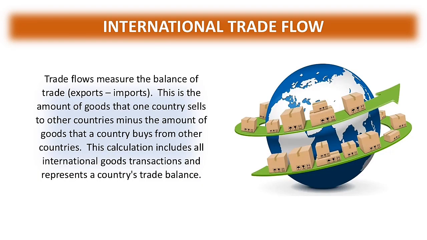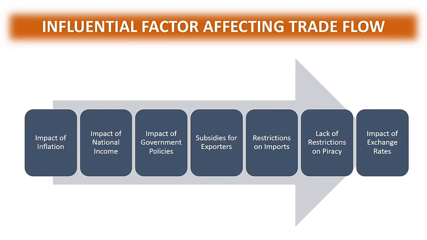Now, let us move forward to the discussion of international trade flow. Trade flows measure the balance of trade, exports minus imports. This is the amount of goods that one country sells to other countries minus the amount of goods that a country buys from other countries. This calculation includes all international goods transactions and represents a country's trade balance. The following are the influential factors affecting the trade flow. Impact of inflation. If the inflation rate of a country increases as compared to the other countries with whom they trade, then the value of the current account will decrease, assuming all the other factors are constant.